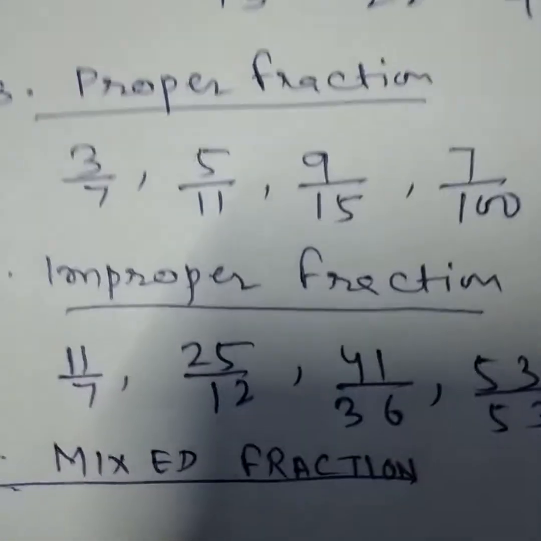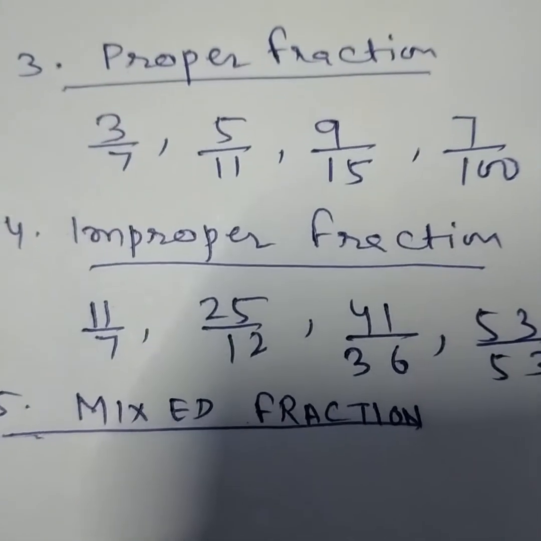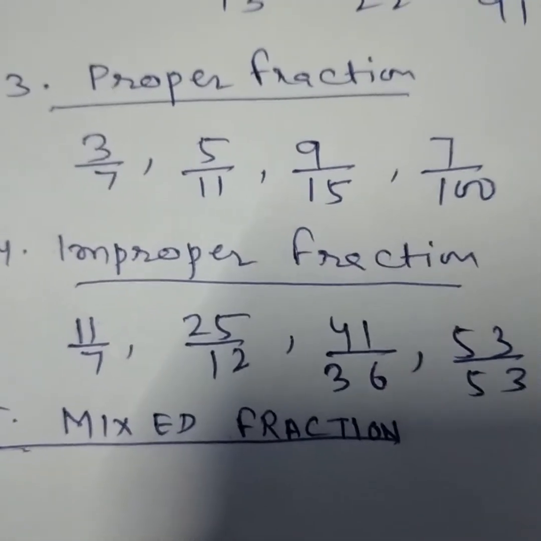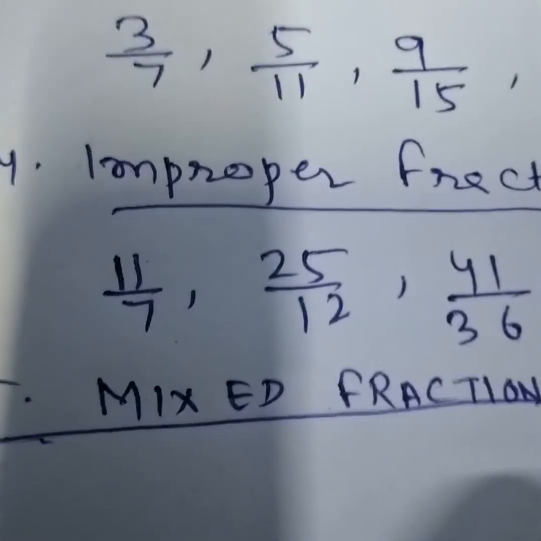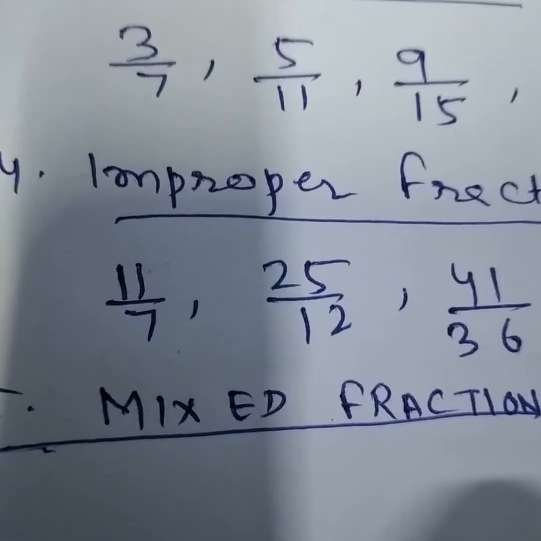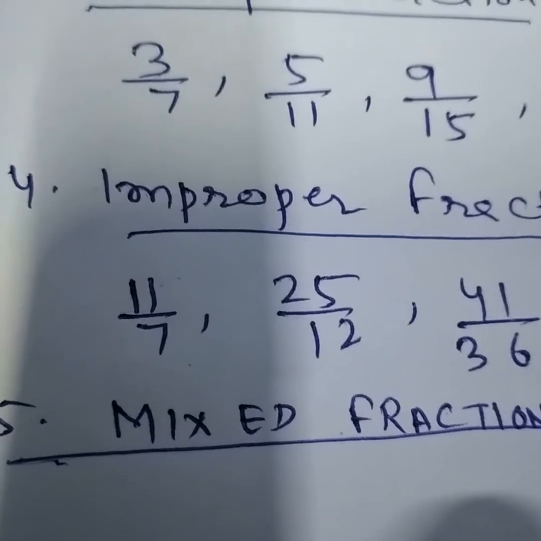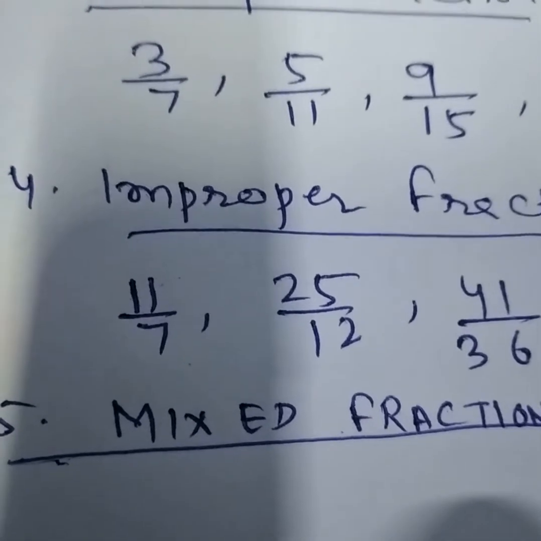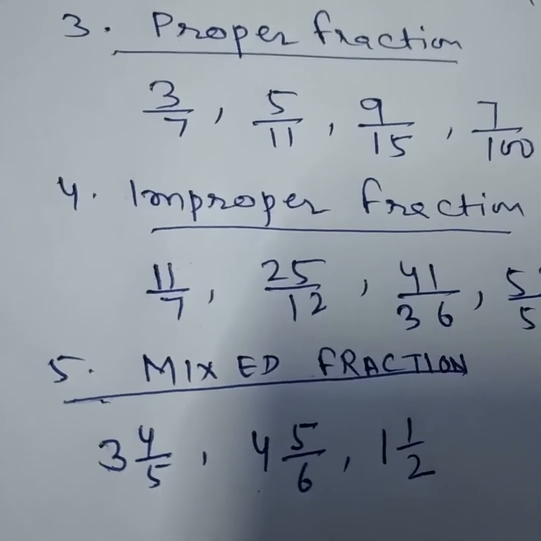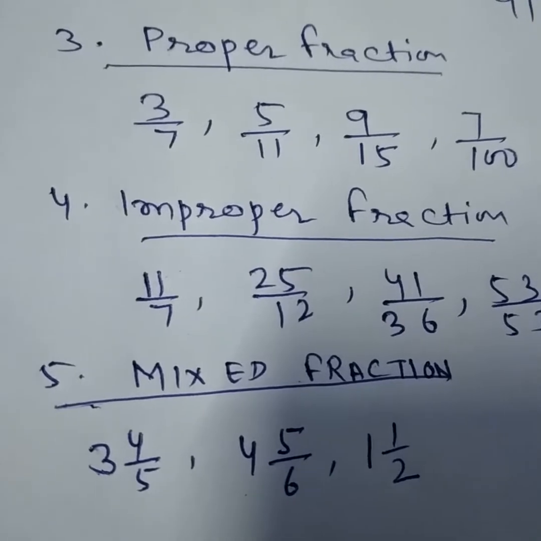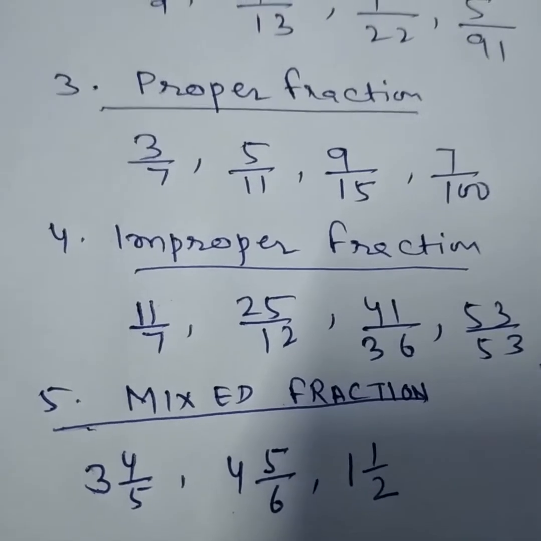The next one, the fifth one, is mixed fraction. Children, a number which can be expressed as the sum of a natural number and a proper fraction is called a mixed fraction. Examples are 3 4 upon 5, 4 whole 5 upon 6, 1 whole 1 upon 2. These are examples of mixed fractions.